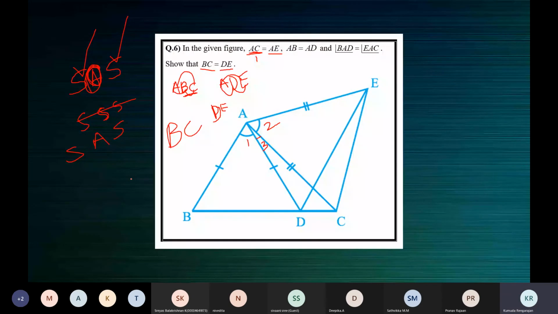Now to use the SAS rule, we have angle 1 is equal to angle 2. But is angle 1 a complete angle of triangle ABC? No, angle 1 is only this portion. There's the remaining portion, angle 3. Here 1 and 3 together make this angle in triangle ABC.